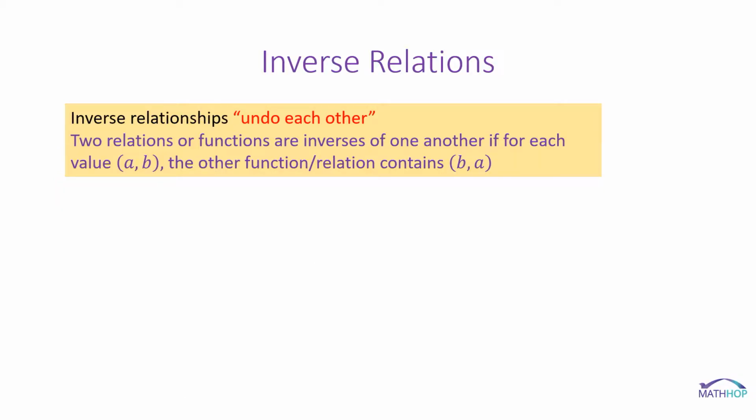In this video lesson, we are going to look at inverse functions and relations. So inverse relationships simply undo one another. Two relations or functions are inverses of one another if for each value (a, b), the other function or relation contains the value (b, a). And this is what I mean.